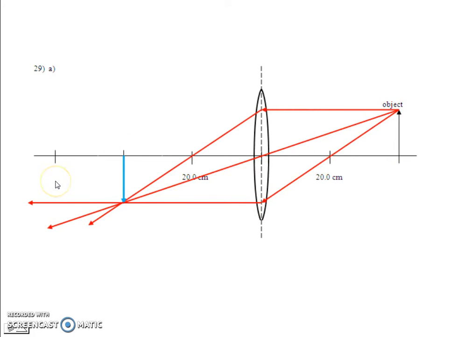Here's my image. Remember, the ray diagram is not complete unless your image is drawn. You have to draw the image. Notice I'm putting arrows on all my rays. You put arrows on all your rays. This is how ray diagrams are done. Let's look at the math. All right. Oh, sorry, the description, right?